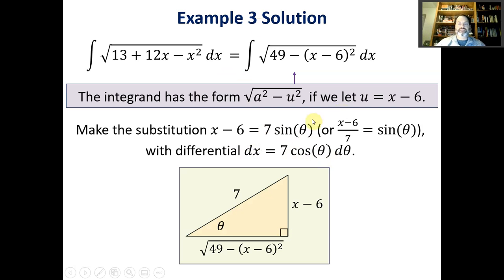So there's your triangle, right? So sine theta is x minus 6 over 7. It's opposite over hypotenuse. X minus 6, 7. Again, as we saw in earlier problems, the missing side of the right triangle is this. That's what we want. So if you build these triangles correctly, when you find that missing side, it'll be this.